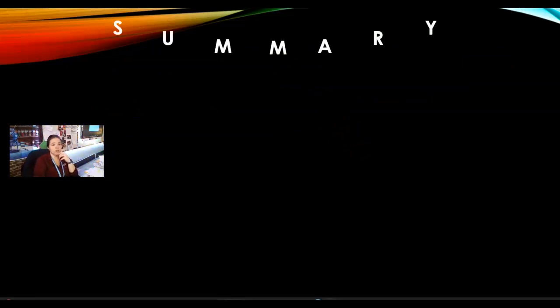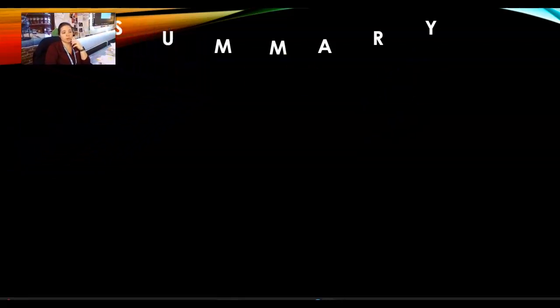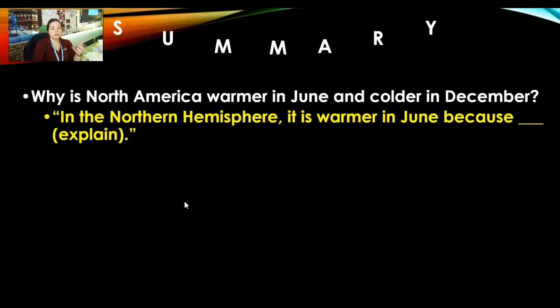Let's hop to the summary. Back in our notes, page 6. So why is North America warmer in June and cooler in December? Well, in the Northern Hemisphere, it is warmer in June because we have shorter rays causing us summer and longer rays in December.